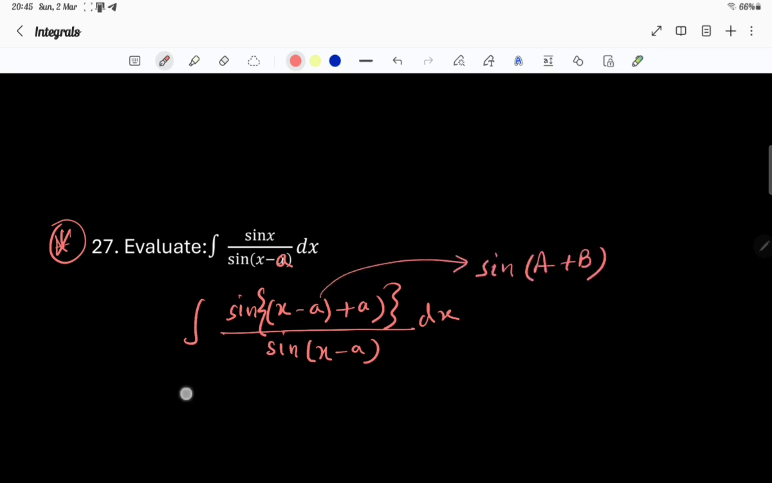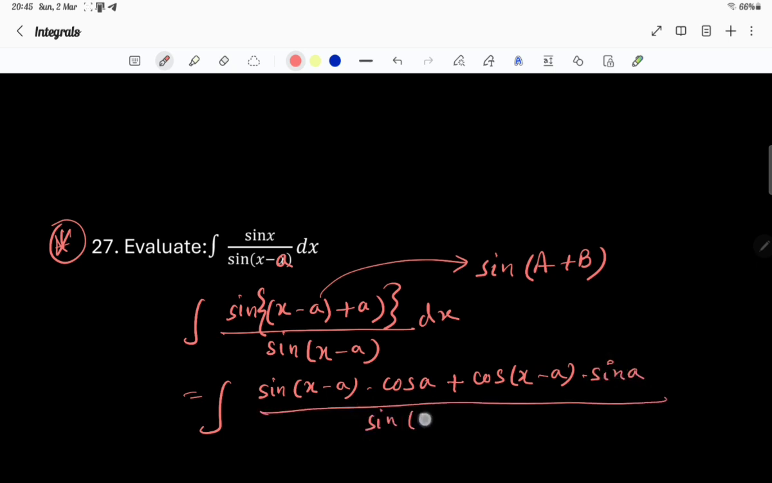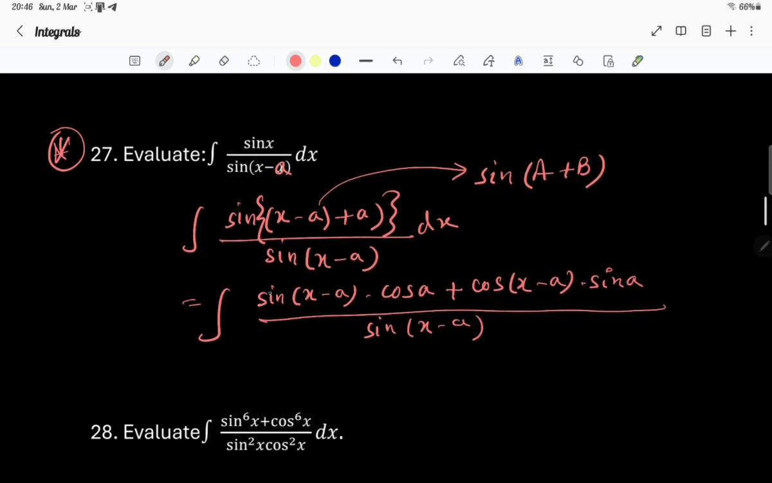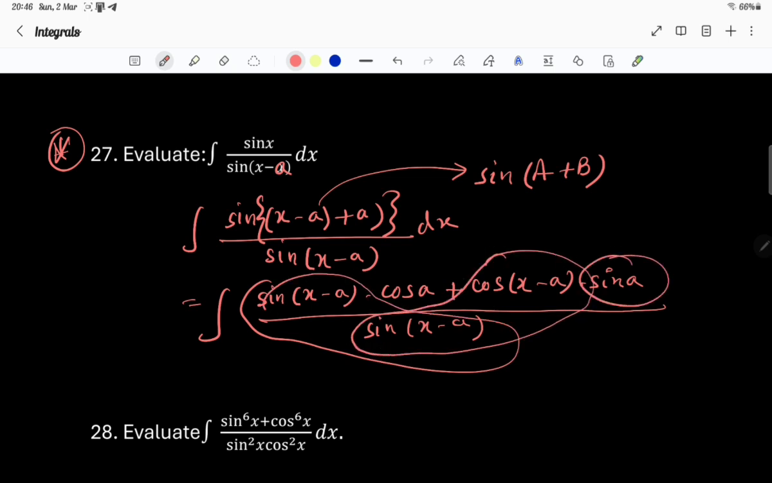Okay, so you will get sin(x − a)cos a + cos(x − a)sin a divided by sin(x − a). Now what we will do? You will separate this, it will get cancelled out and it will be cot. And sin a, the constant, will come outside of the integration.